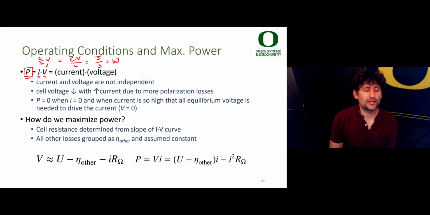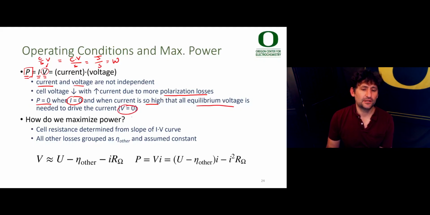What we want to do is figure out where a fuel cell is going to have the maximum power. Remember that current and voltage are not independent, so I can't simultaneously maximize current and voltage. As I increase the current, the voltage I get, the free energy per electron, goes down. And that's due to polarization losses, including kinetics, concentration, and ohmic overpotentials. Now, when I equals 0, the power is 0. And when the current is so high that all the equilibrium voltage is needed to drive the current, then the voltage is 0. So we expect the power to be 0 both at very low current, approaching 0 current, and at high current. And somewhere in the middle, it's going to be maximized.